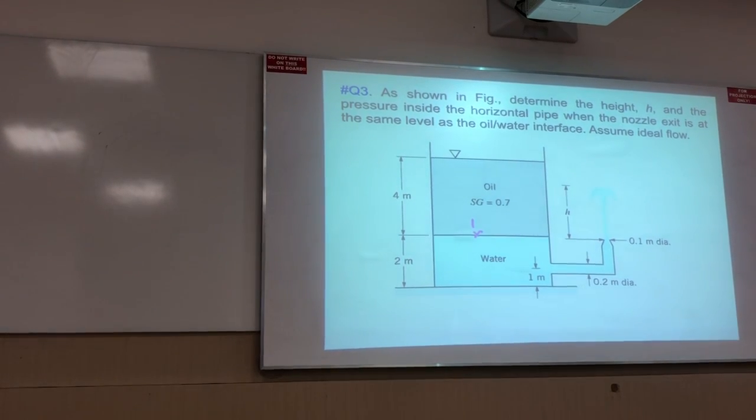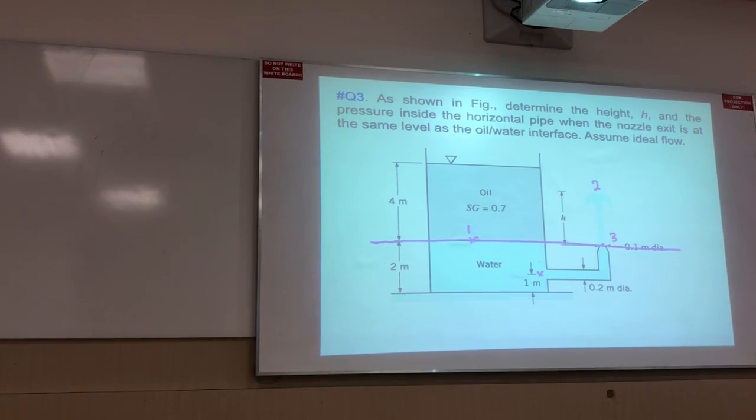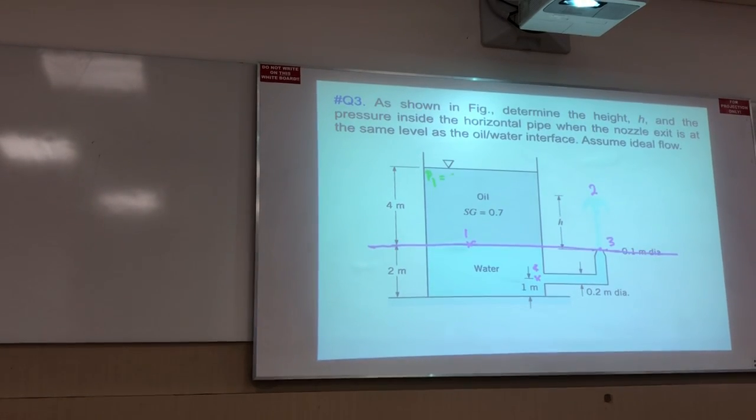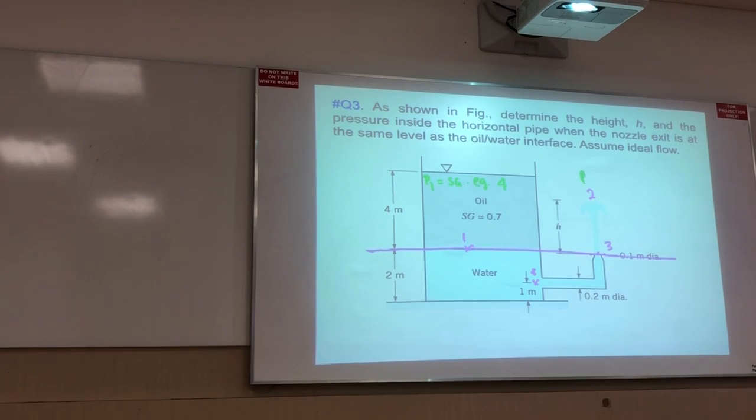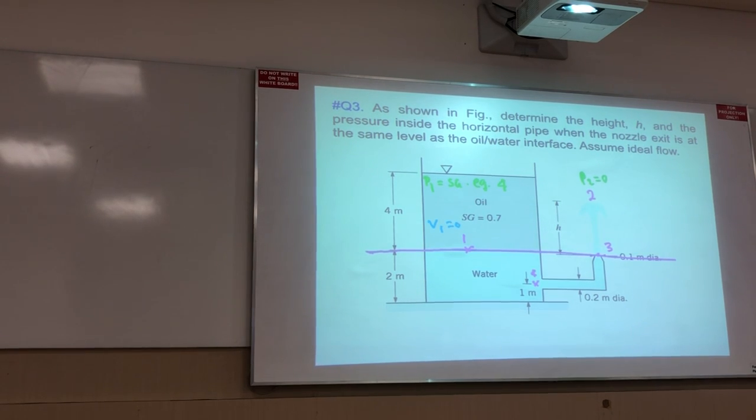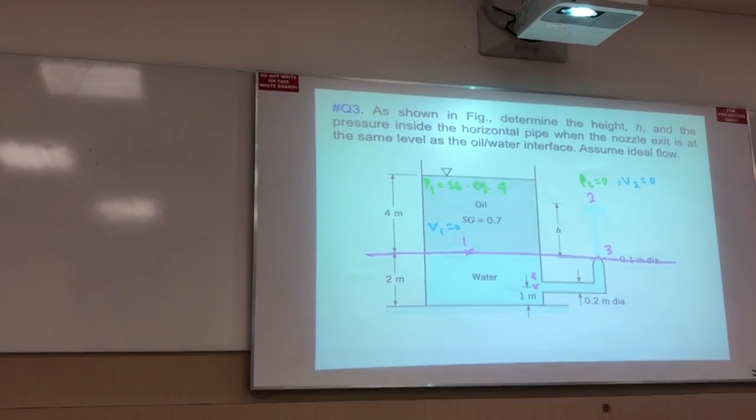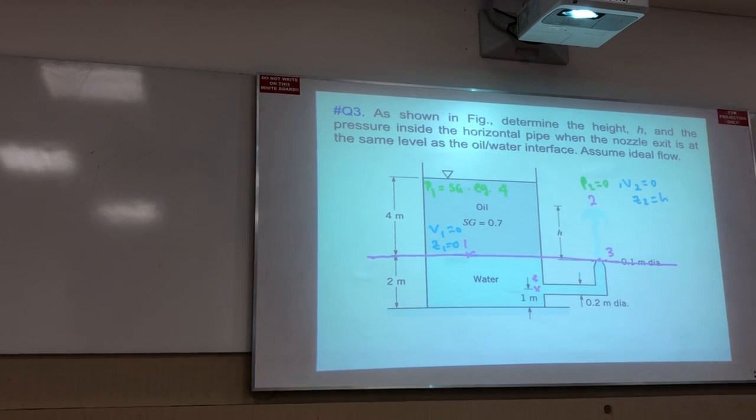So this is 1. This is number 2. This is number 3 at that point, right? This one is 4. So P1 I can write as specific gravity of oil, rho g times 4, right? And P2 I can write 0. What is the V2? V1 is 0, right? What is the V2? 0. So what is Z1? Tell me. 0. Z1 is 0, right? What is Z2? H. Correct. Now I can solve easily.